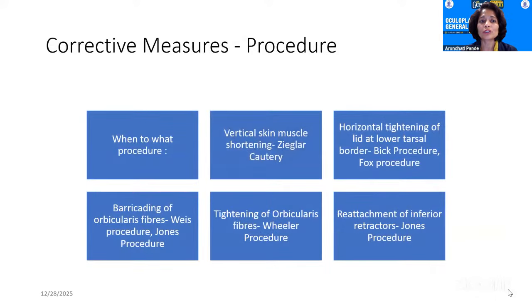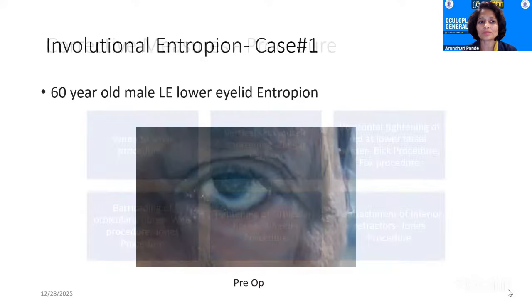So what are the corrective procedures? Vertical skin muscle shortening, that is Ziegler cautery. Horizontal tightening of the lid at the lower tarsal border, that is called the Bick procedure or Fox procedure. Barricading of orbicularis fibers, that is Wies procedure and Jones procedure. Tightening of orbicularis fibers, that is Wheeler's procedure. Reattachment of inferior retractors, that is the Jones procedure.